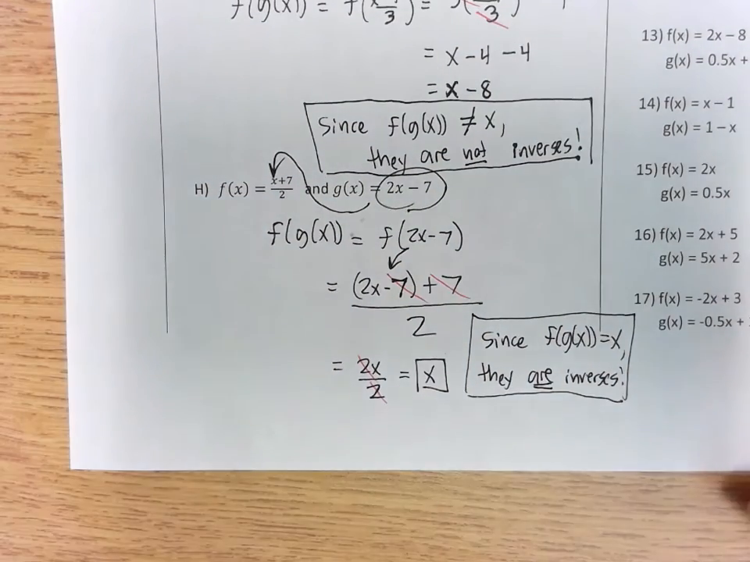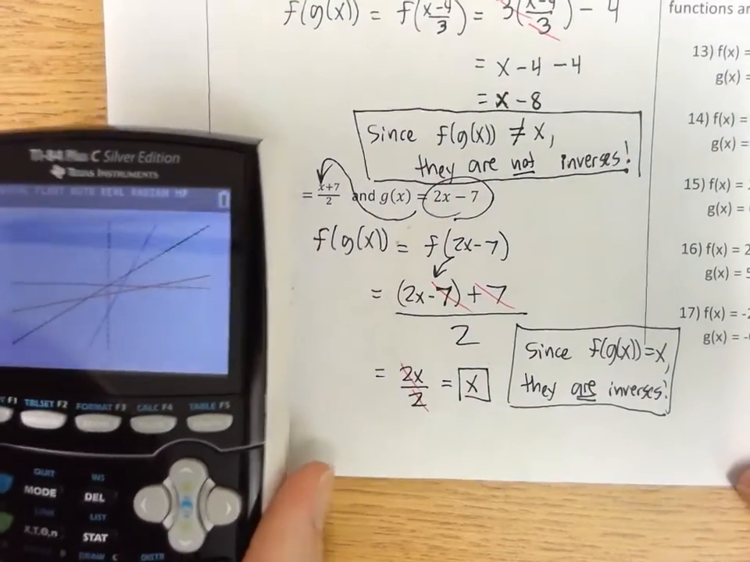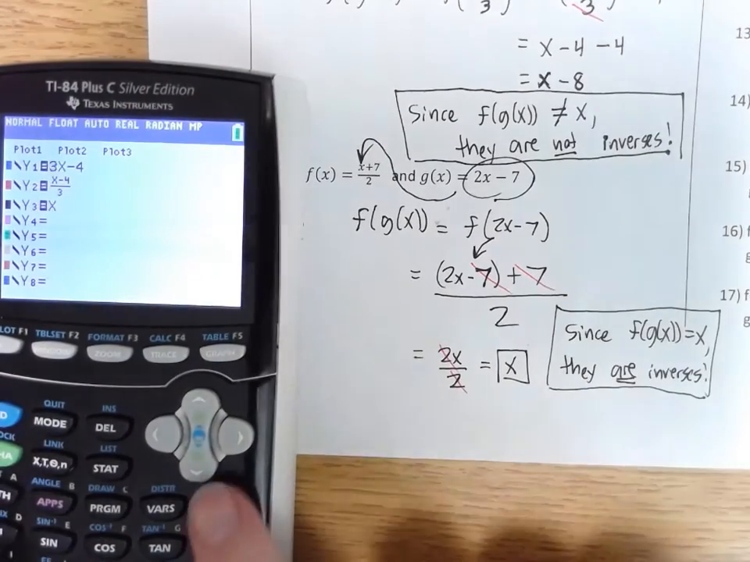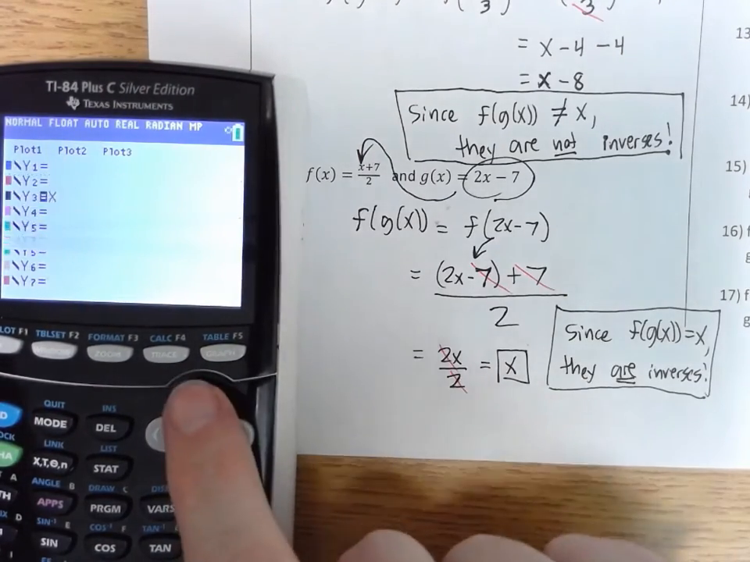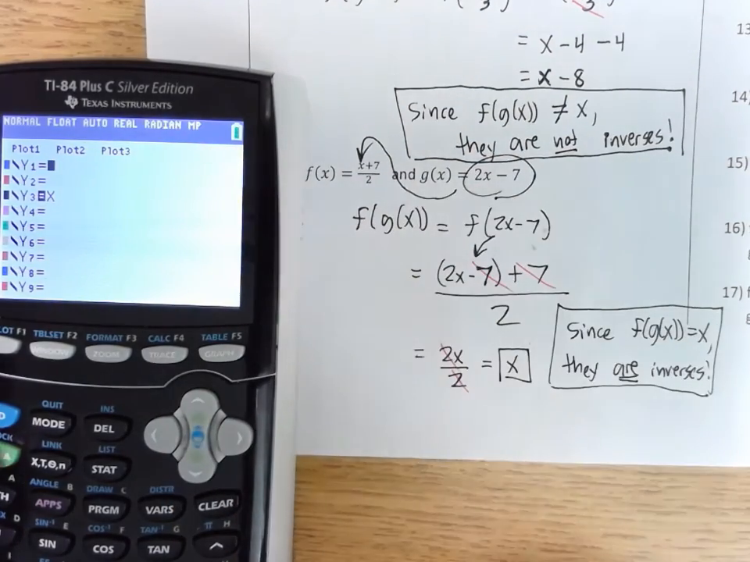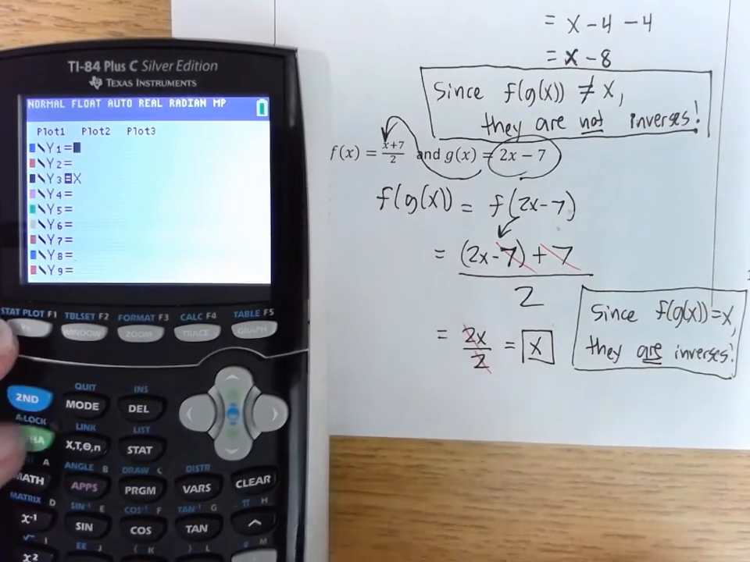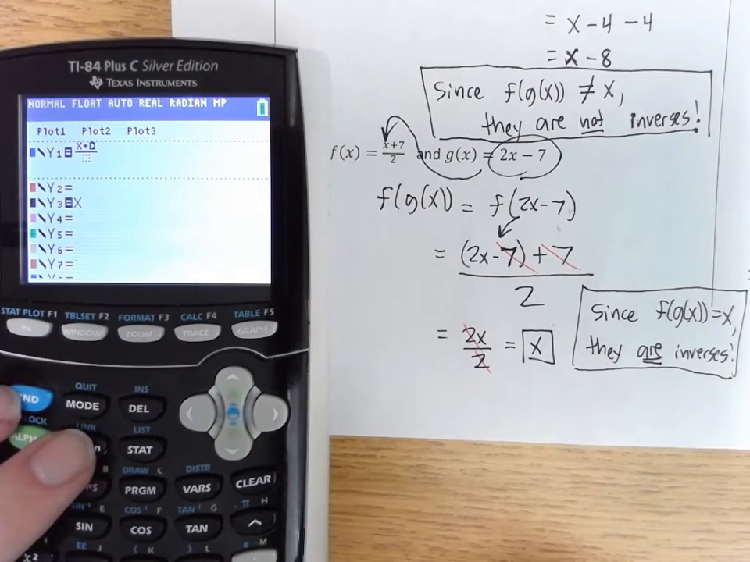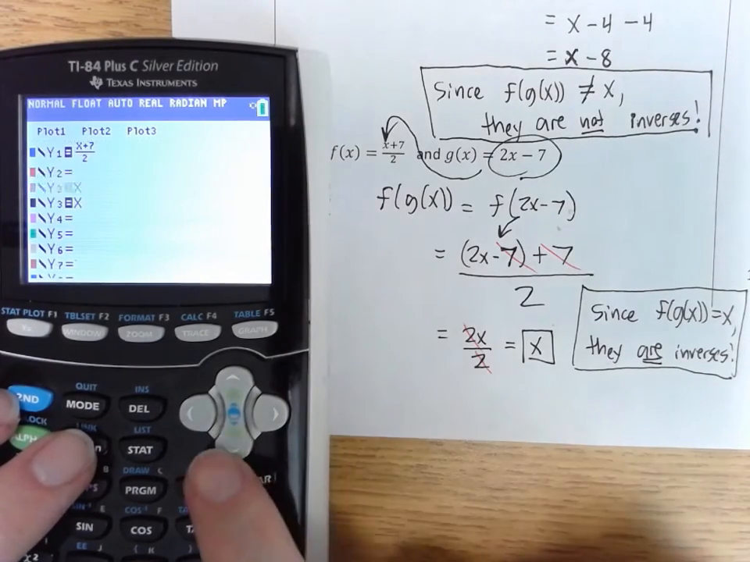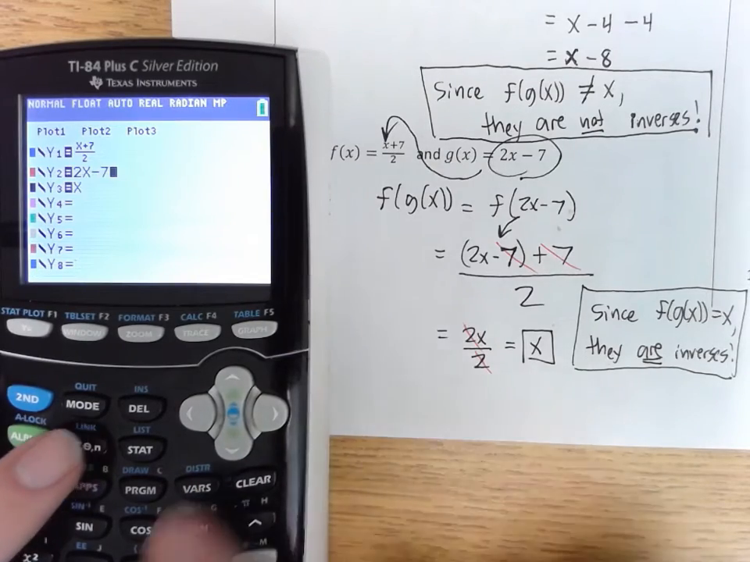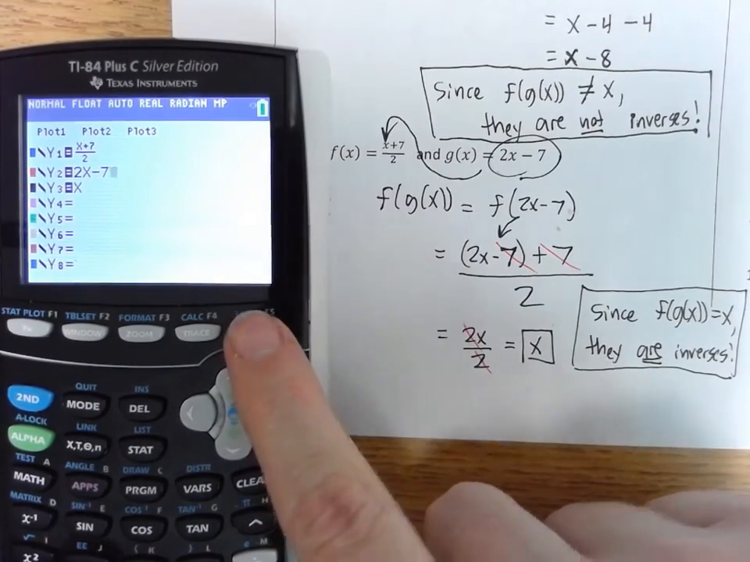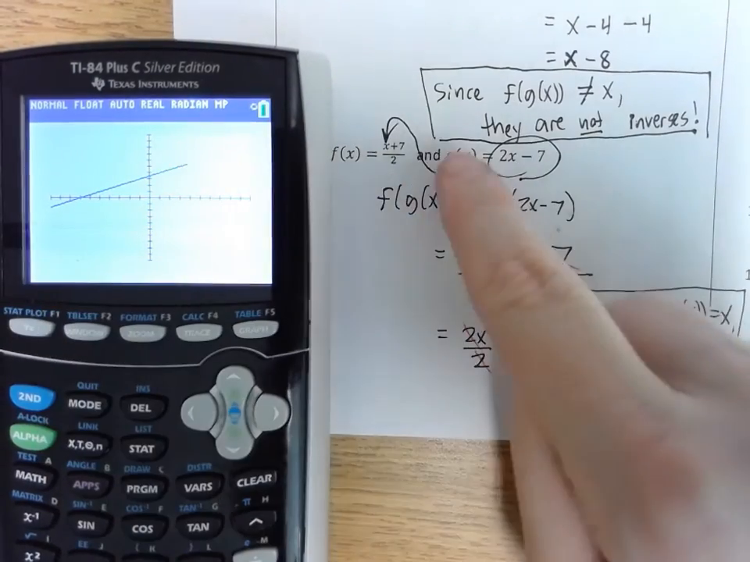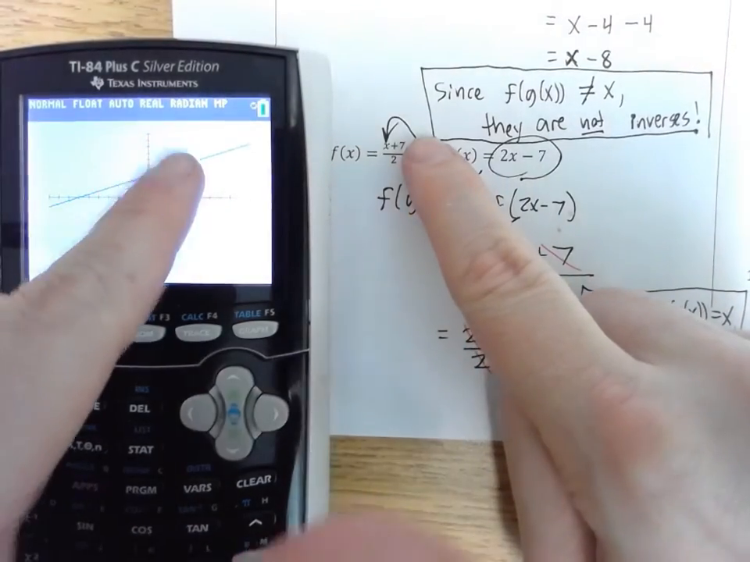And I do want to show you this on the graph as well. So I'm going to leave the x in for the third option, but I want to go to y1 and y2, and input these two functions. I'm going to do my alpha trace, or alpha y equals. We'll do x plus 7 over 2, and then y2 would be 2x minus 7. Press graph. Watch them graph. This is going to be x plus 7 over 2 coming up first.